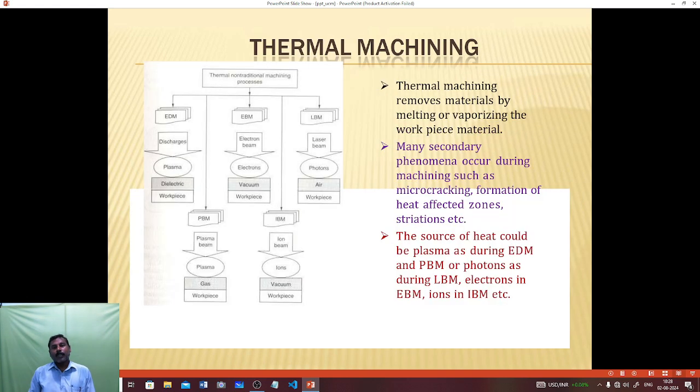Then the thermal machining process. Thermal machining removes material by melting or vaporization of the workpiece material. Then many secondary phenomena occur during machining, such as micrograin formation and heat affected zones. The source of heat is carried by plasma as in EDM and BBM, or electrons in EBM, ions, etc.